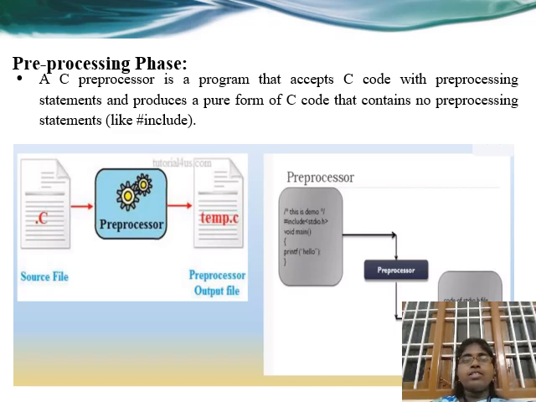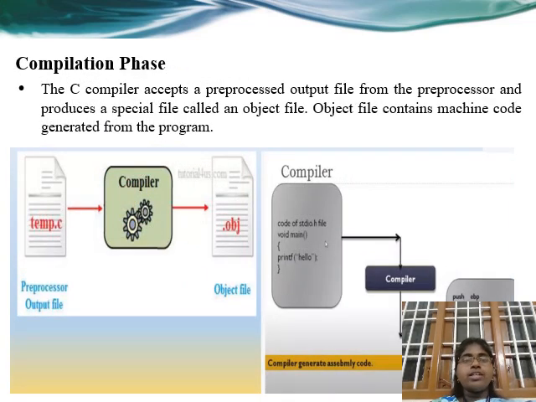How do the preprocessing phases work? The C preprocessor is a program that accepts C code with preprocessing statements and produces a pure form of C code that contains no preprocessing statements like #include. For the preprocessing of header files, #include, it removes the #include lines. Then the source file goes to the preprocessor. The preprocessor takes the temp.c to save the output of the source code. Then the preprocessor removes the #include files in the preprocessing steps. That's how the preprocessing phase works.